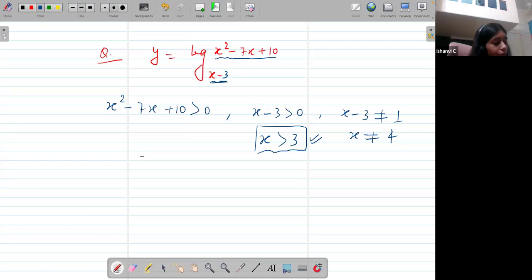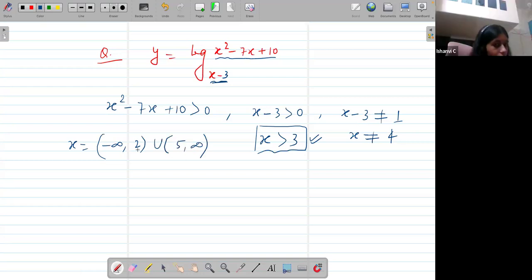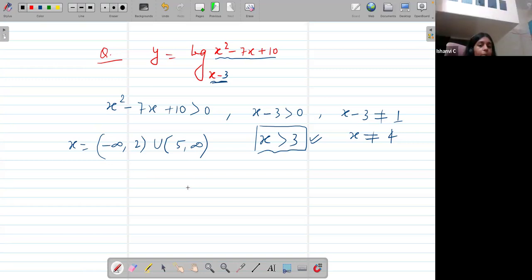Sir, it's 5 to infinite. And here you will get negative, 2 and 5. So here we get x as negative infinite to 2, union 5 to infinite, right? And when we merge this together, x has to be greater than 3.